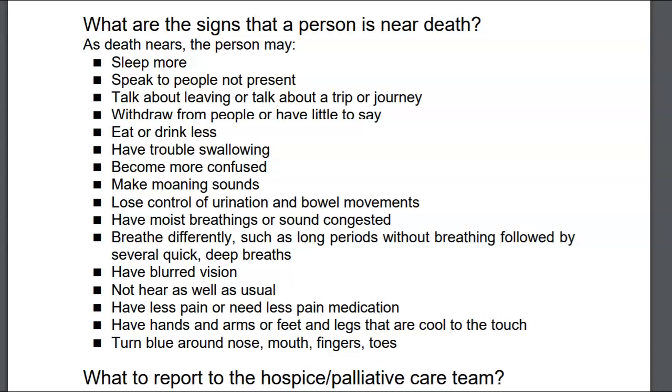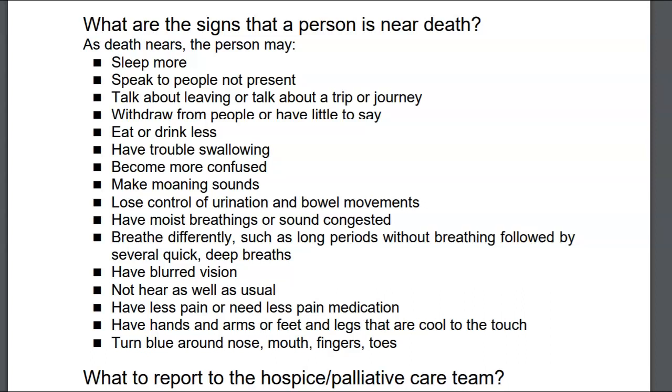They may talk to people who you cannot see. They may talk about taking a trip or leaving. They may withdraw and have very little to say. They will eat and drink less. They will probably have trouble swallowing. They may become more and more confused as time goes on, even from hour to hour. They might make moaning sounds. They may lose control of bowel and bladder.